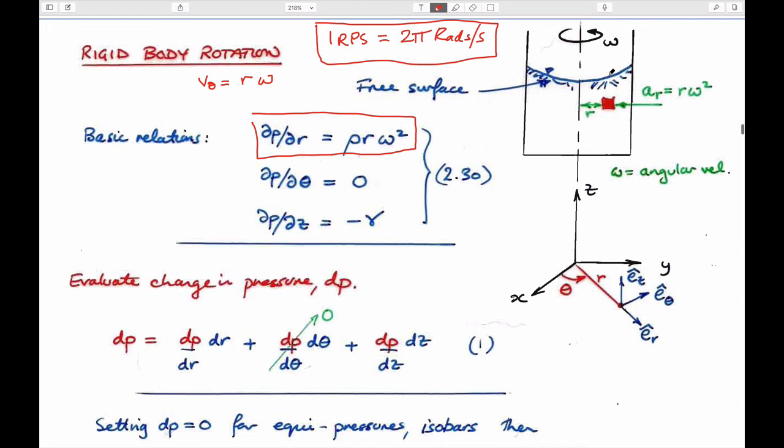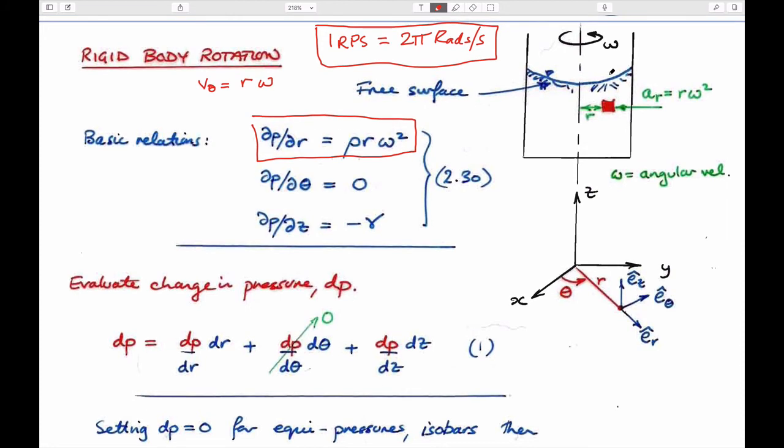And so maybe we can use these expressions to do exactly the same as we did for the linear acceleration case. We have a free surface. What do we know? We know on this free surface that the pressure is 0 here.